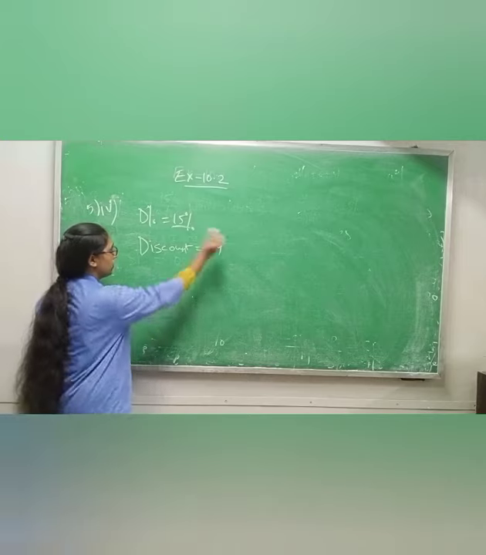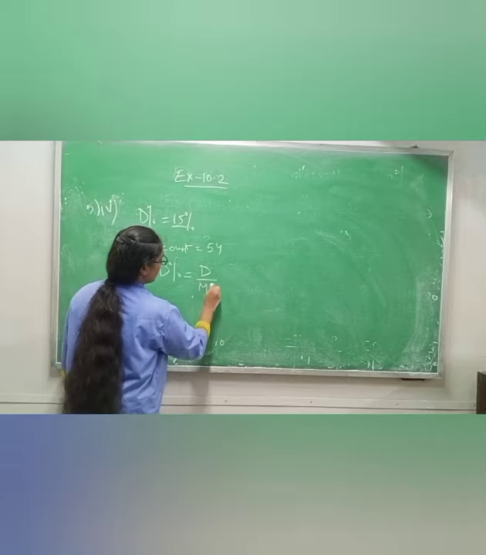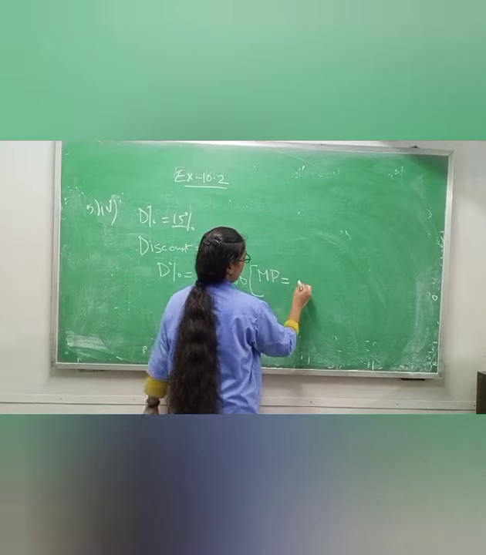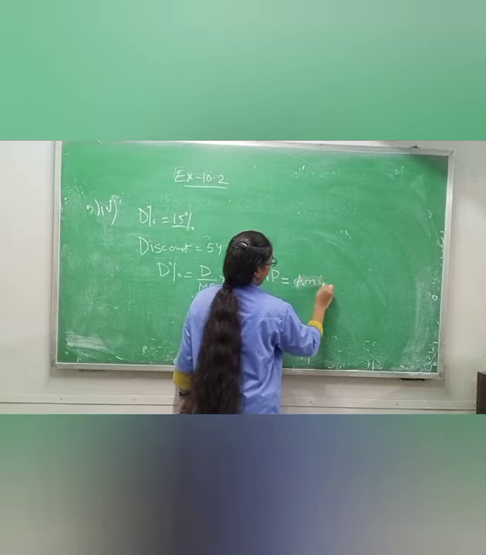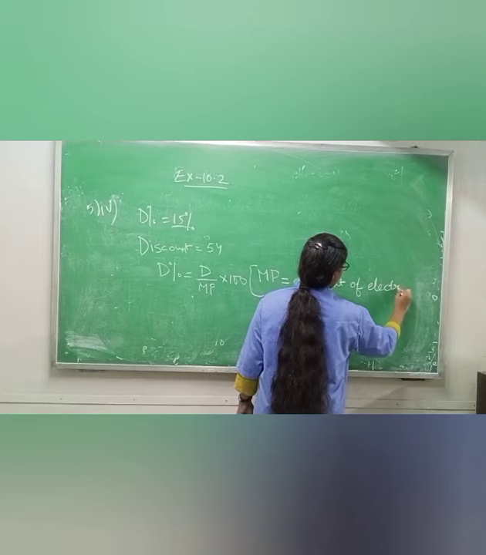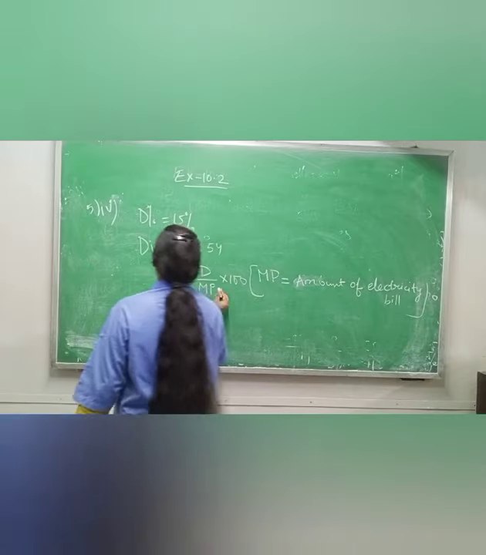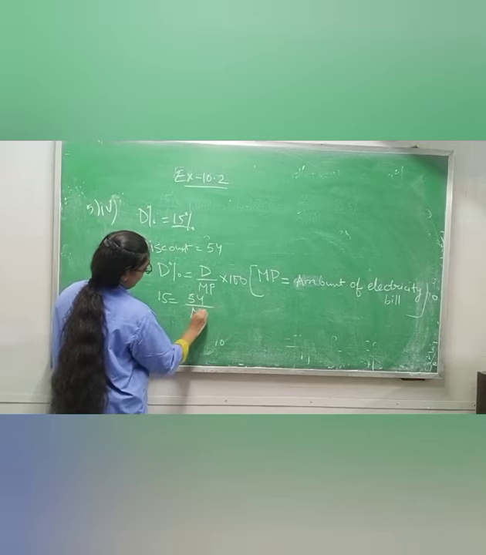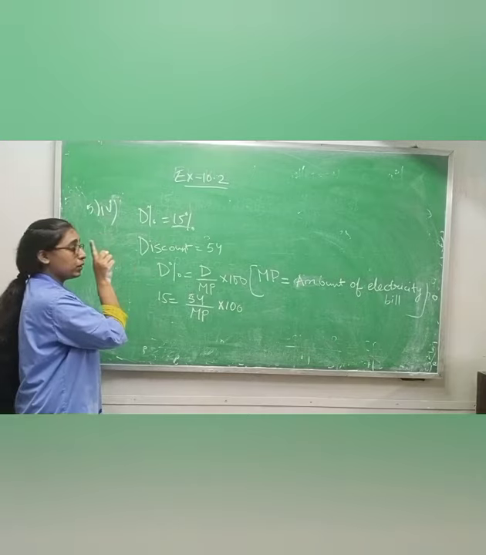There is one formula to find marked price. Discount percentage equals discount by marked price into 100, and please write in a bracket: marked price is nothing but the amount of the electricity bill. Discount percentage is 15, discount is 54, MP we have to find, and this formula we have done in 10.1 starting.